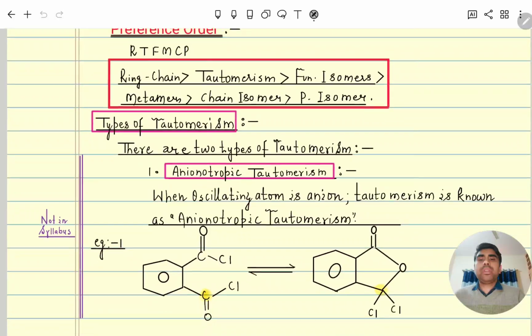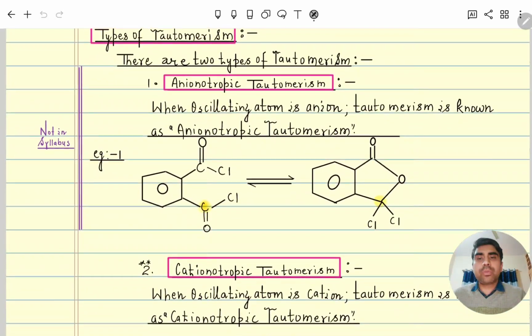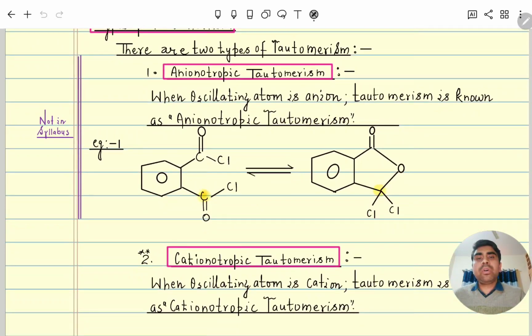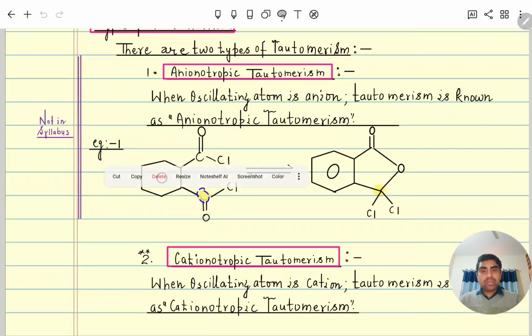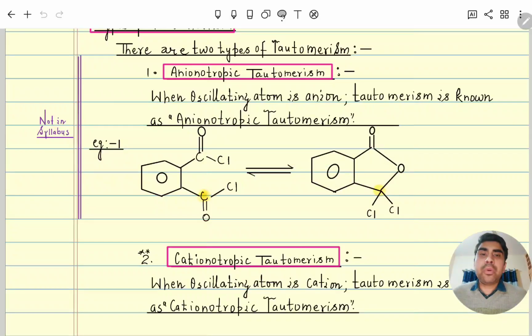Now types of tautomerism. There are two types of tautomerism. One is anionotropic tautomerism, where an anion will oscillate. Like here you can see this chlorine is oscillating and moving from here to this carbon. So this carbon, to maintain its tetravalency, this bond will polarize, and this oxygen negative will combine with this carbon plus. So oscillation of chlorine or oscillation of an anion is anionotropic tautomerism.